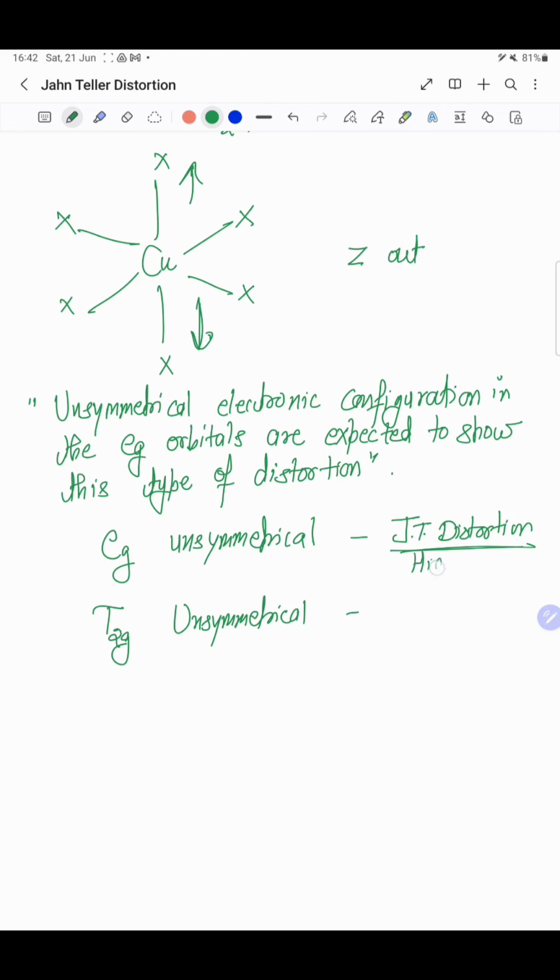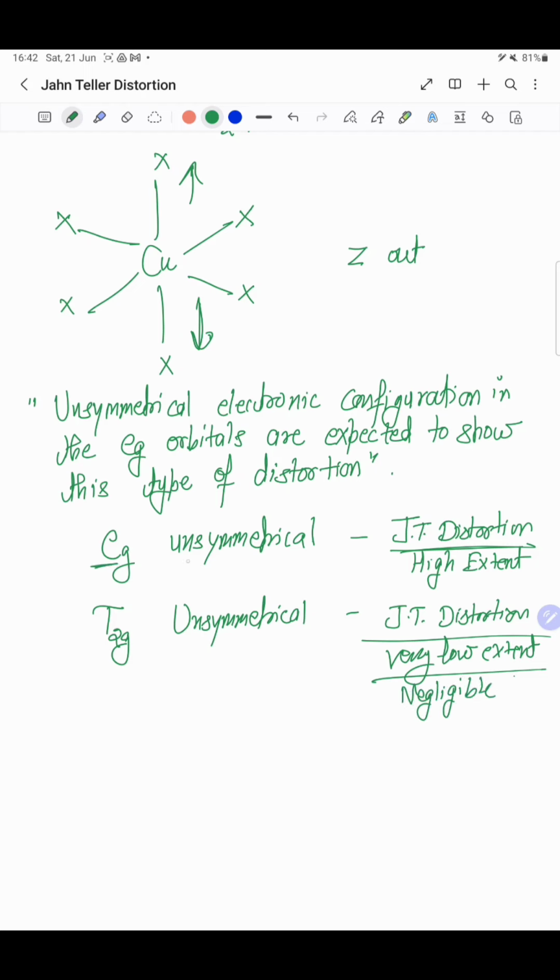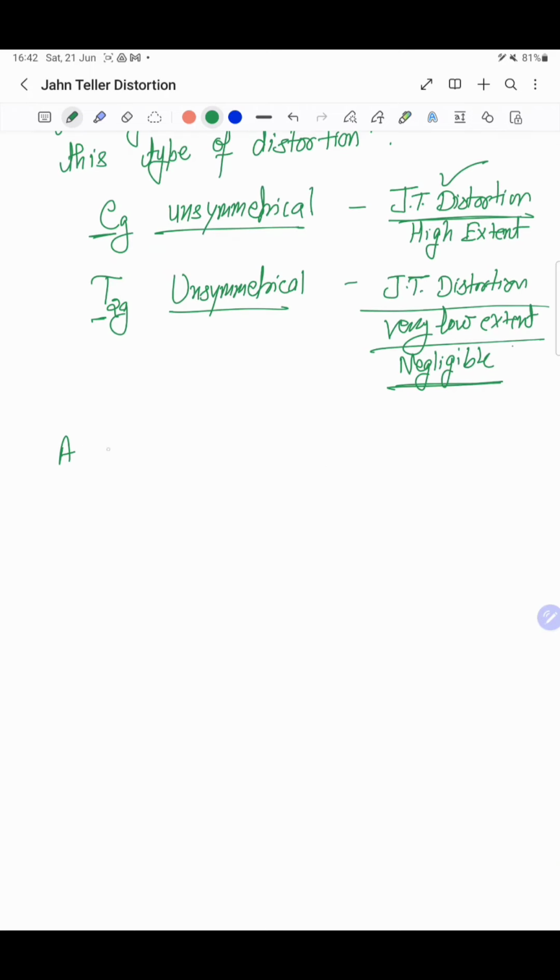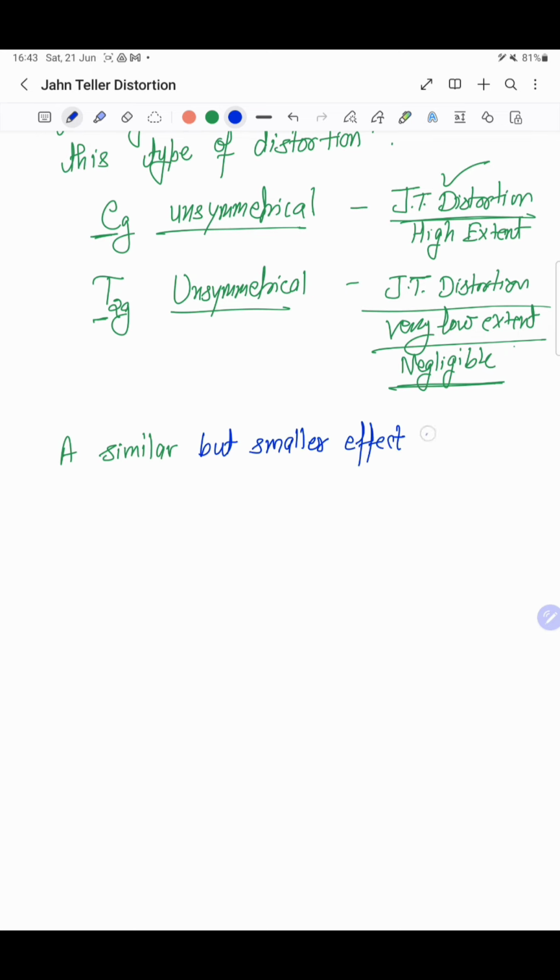There is also a possibility of Jahn-Teller distortion in t2g when it is unsymmetrically filled. That is, if t2g is unsymmetrically filled, there will also be Jahn-Teller distortion, but to a very low extent. It is negligible. So Jahn-Teller distortion is mainly shown by eg unsymmetrical configurations.